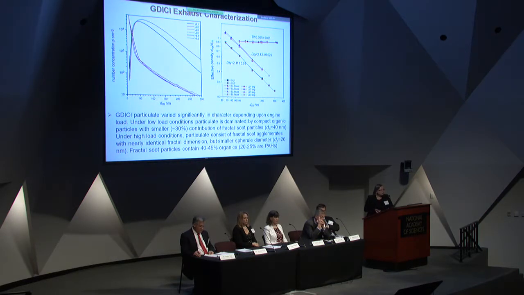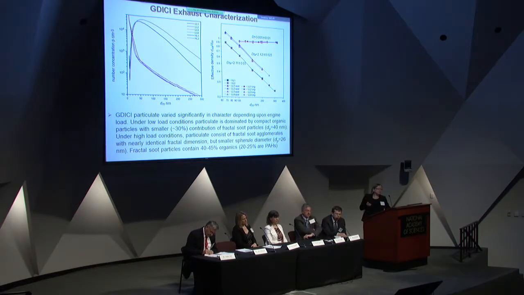And when we looked at the composition of these particles, we find that under low load conditions, 70% of particles are compact organic particles, and 30% are fractal soot particles made of 40 nanometer spherules. Under high load conditions, nearly all particles are fractal agglomerates, and the soot agglomerates contain 40 to 45% of organics, and again, PAHs contribute a large fraction, between 20 to 25%, of organics in these fractal particles.